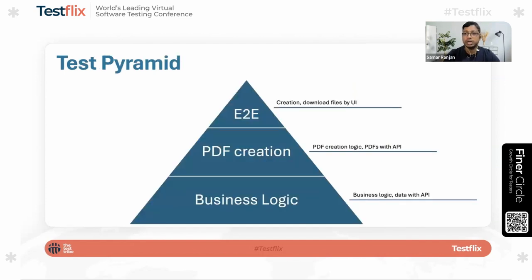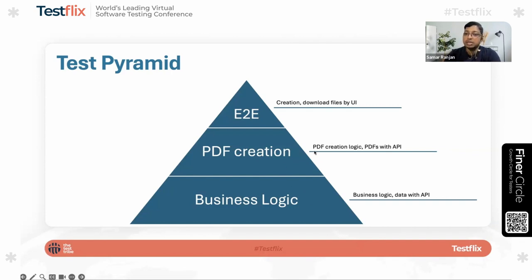So this is my test pyramid as per the architecture diagram. I will test the business logic and data API where PDF is not involved. I'm just focusing on the API in these two things. So I can use probably REST Assured with Java or Supertest with JavaScript or TypeScript and test the logic and the data in this business logic layer.